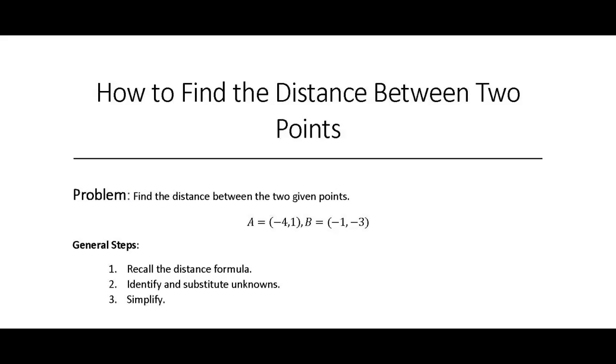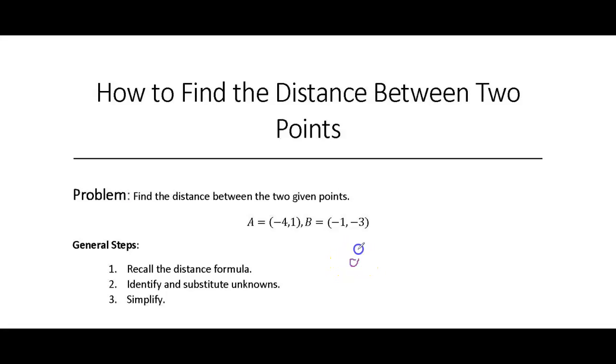How to find the distance between 2 points. Find the distance between the two given points. We have A with coordinates -4, 1, and B with coordinates -1, -3. So let's first recall the formula.